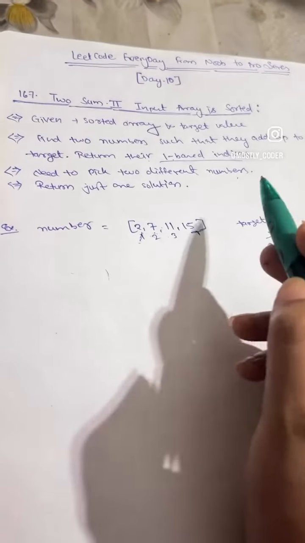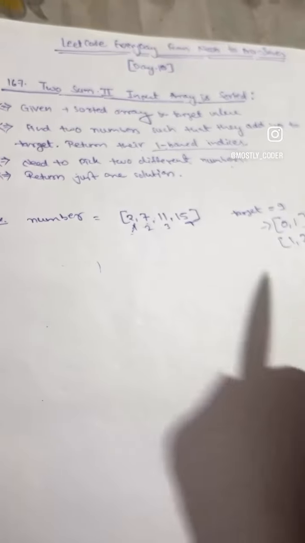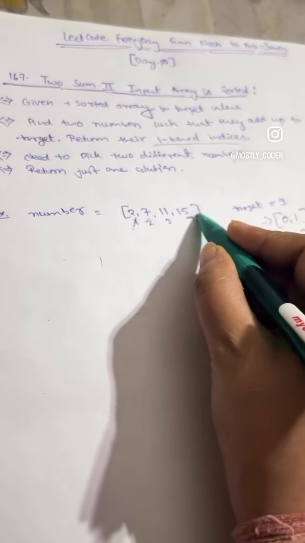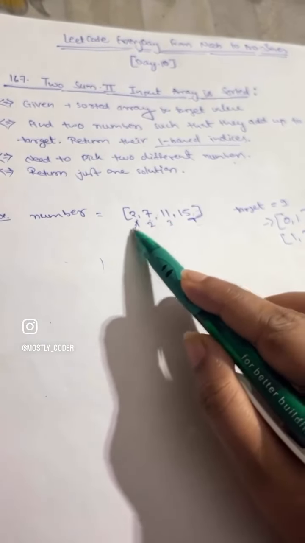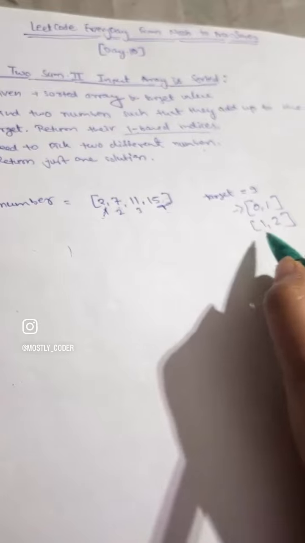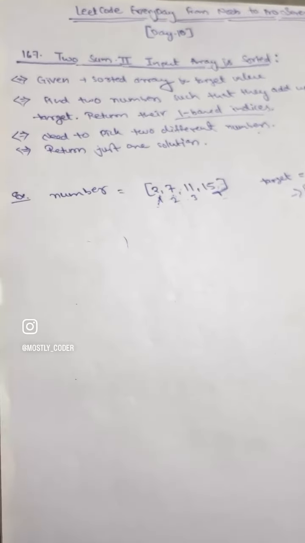Return just one solution. Suppose here the target is equal to 9, right? And suppose we have one more 7, so we can't give two solutions like 1 and 5 or 1 and 2, right? We can't do that. We just need to give one solution. Okay, let's see how we can do this.